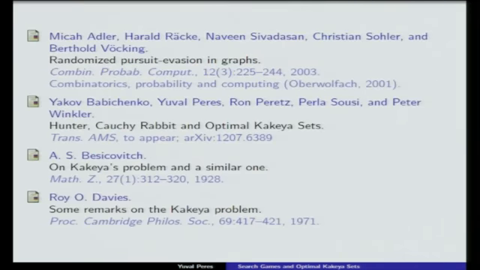Oh, these are some references. This is the original paper where this game was analyzed. This is our work, and these are some of the classical references on the Kakeya sets.